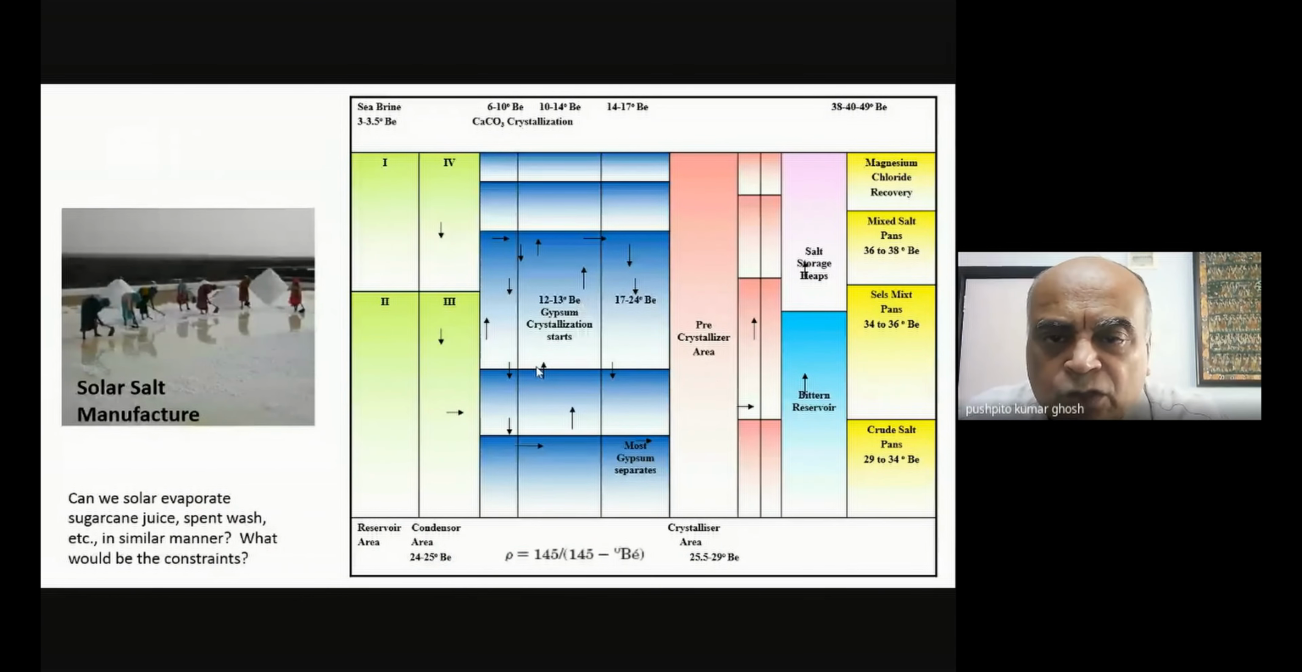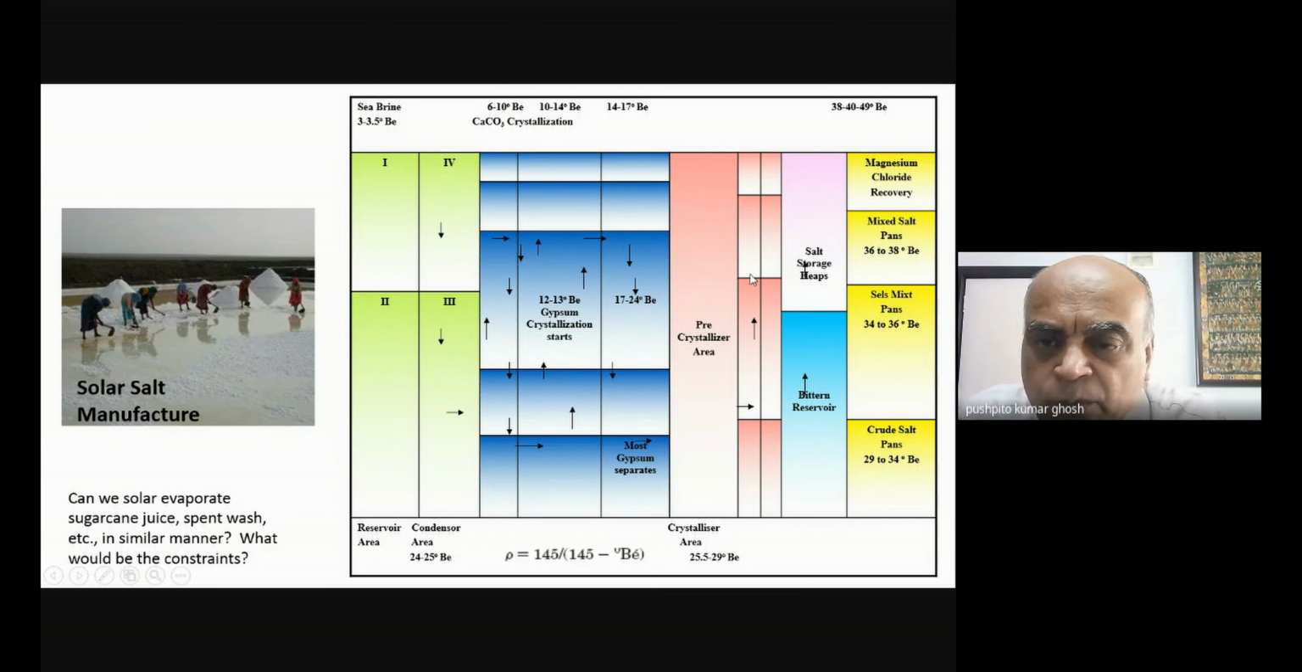And so you collect it, and that goes into your cement industry and everything. And everything is being done with solar energy. Nothing else. Now, once I have removed the gypsum, I give some further treatments to the leftover brine, and then put it into these pans, where the actual salt is produced.